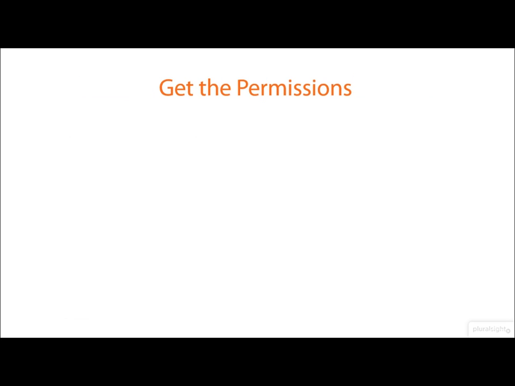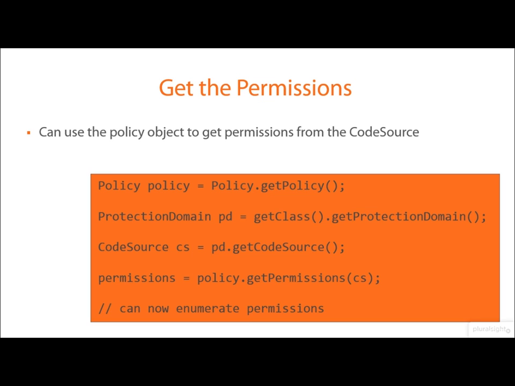So how is this used? For example, we might want to use this code source and get all the permissions associated with this current code location. And we know those permissions are set using the policy object. So we can use this policy object to get these permissions from the code source. So we have code which looks something like this. Java has a singleton policy object, and we can get that by calling Policy.getPolicy.